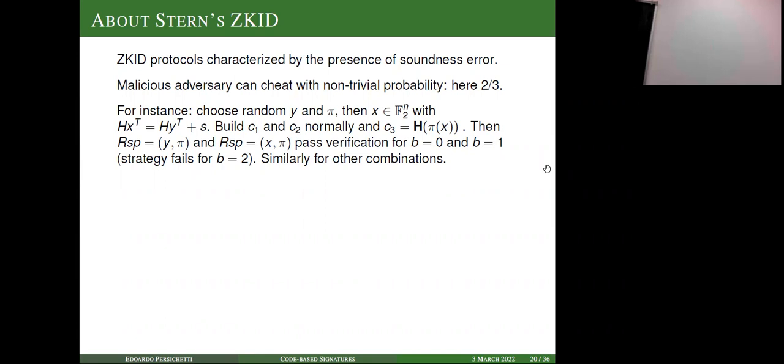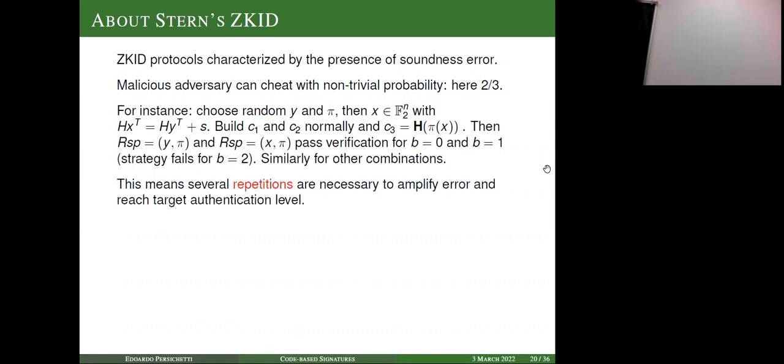So this means that a successful verification cannot be trusted. It has to be repeated multiple times, because with probability 2/3 you're cheating. So you amplify this error by repeating the protocol in parallel several times. Essentially, the idea is that if you pass verification successfully every single time, then with a certain probability you can be convinced that you actually really know the secret, because otherwise, sooner or later you'll get caught. So you do this until you reach the target level.